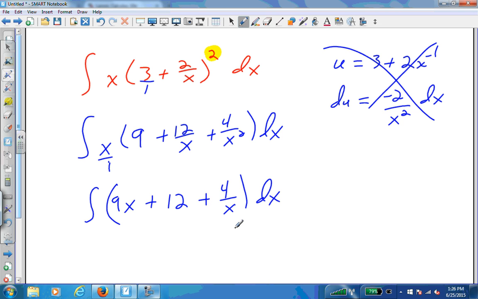So all of those integrate. This is just the power rule. X to the 1 greater power over that power. This one you pick up your variable. And this is just natural log, du over u.